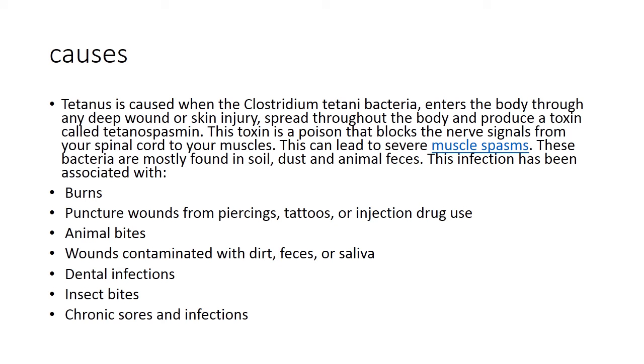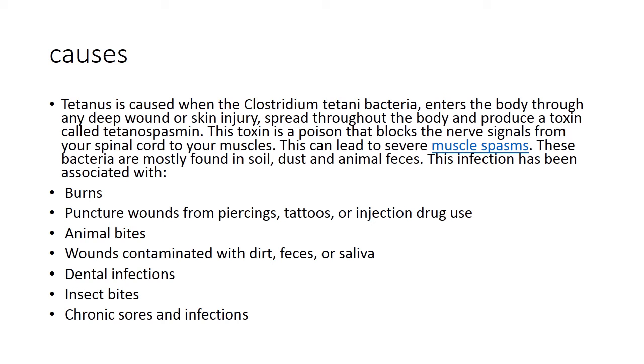Common causes are: it is caused when the Clostridium tetani bacteria enters the body through any deep wound or skin injury, spreads throughout the body and produces a toxin called tetanospasmin. This toxin is a poison that blocks the nerve signals from your spinal cord to your muscles. This can lead to severe muscle spasms. These bacteria are mostly found in soil, dust, and animal feces.